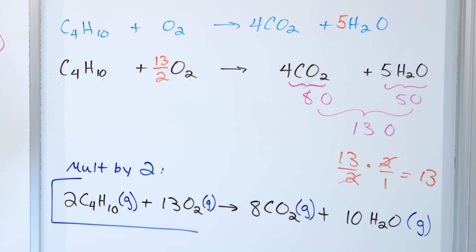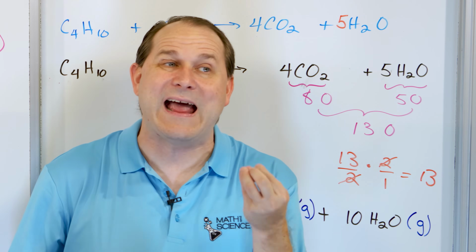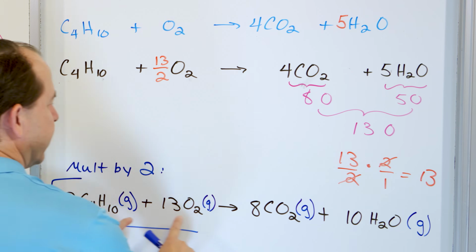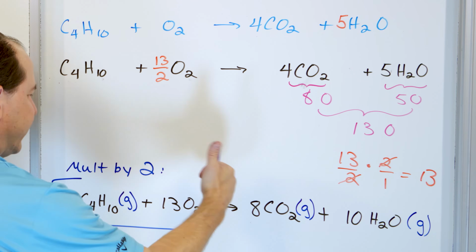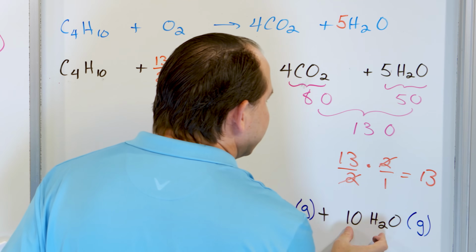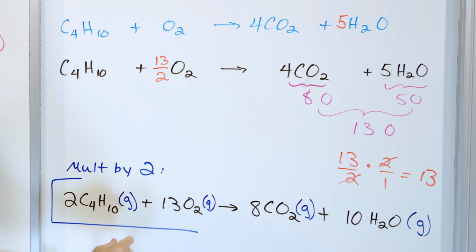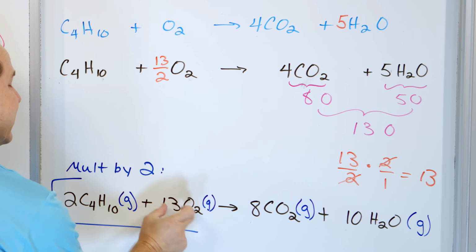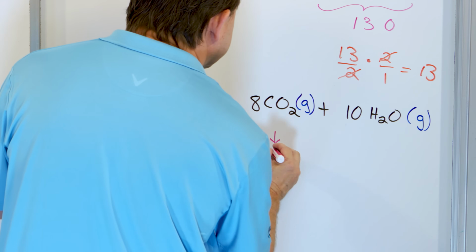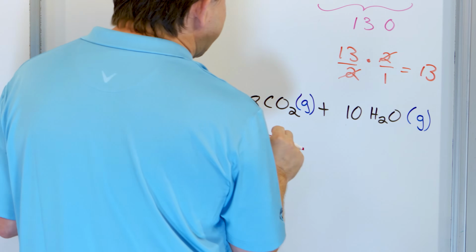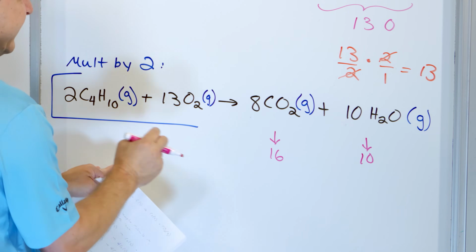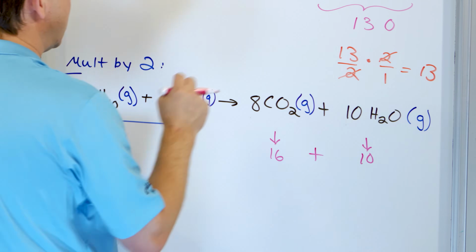Now let's check it, because when we get to the final answer with whole numbers, we should have a balanced chemical reaction. So 2 times 4 is 8 carbons, and over here we have 8 carbons. That's good. 2 times 10 is 20 hydrogens. That means 10 times 2 here is 20 hydrogens. That is balanced. 13 times 2 is actually 26 oxygen atoms. And then from here, you're going to have 16 from here, because 8 times 2 is 16. And then you're going to have 10 times 1 is 10 from here. And what did we say? 13 times 2 is 26. When we add these together, we're going to get 26 oxygen atoms.